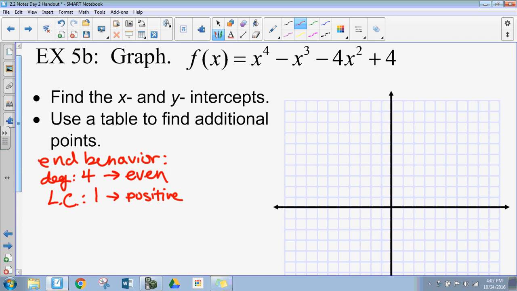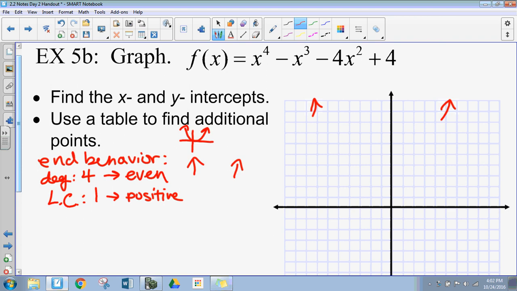So end behavior, think about your even function like x squared, and it's positive, so that's our x squared. So our end behavior is going to be going up on both of them. So as x is approaching positive infinity, f of x is going to positive infinity. As x approaches negative infinity, f of x is going to positive infinity. So that's our end behavior. So at the end, we should have something looking like that.